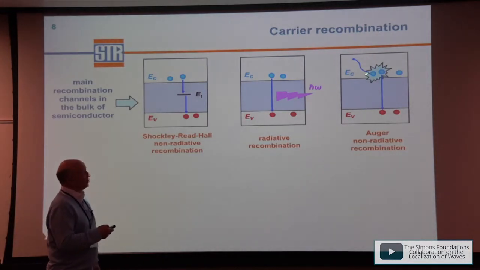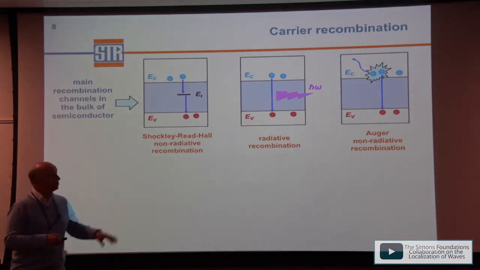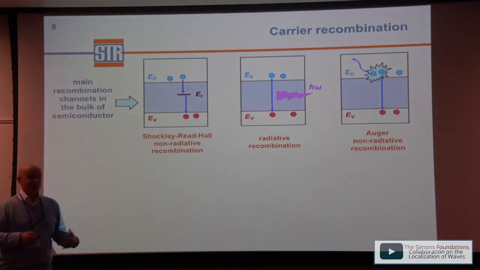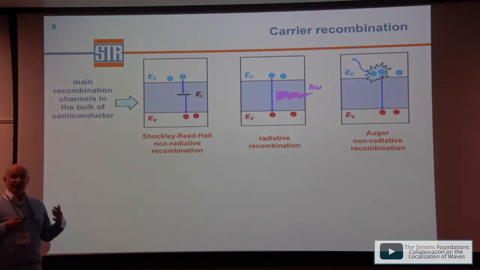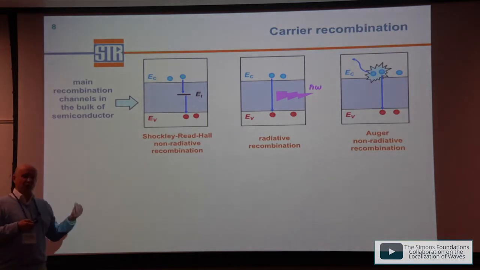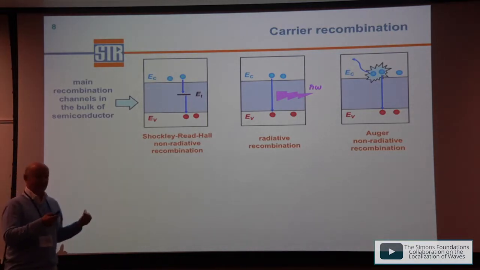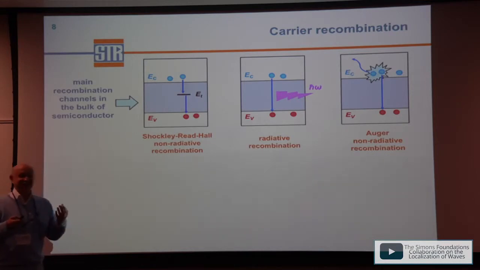The third particle may be not only an electron, it may be a hole. So actually, there are two Auger processes. One involves two electrons and a hole, and another involves two holes and an electron.